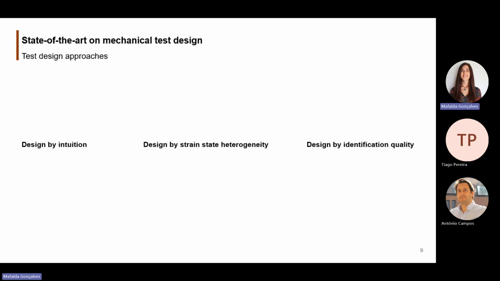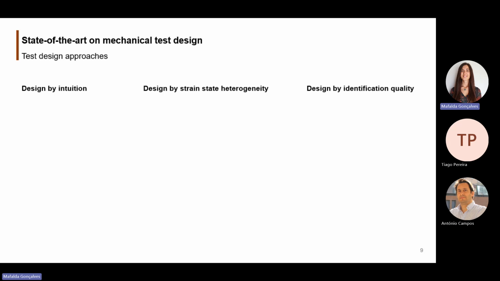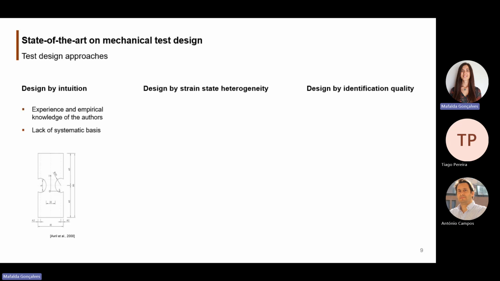So over the years, with the evolution of material testing, the need for advanced mechanical tests has led to new test designs that are distributed over these 3 main categories. The design by intuition is based on the development of new test configurations from scratch or from previous geometries, but is guided by the experience and empirical knowledge of the authors.